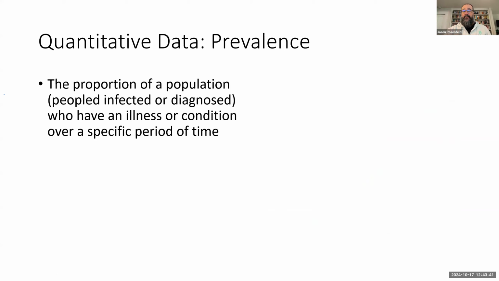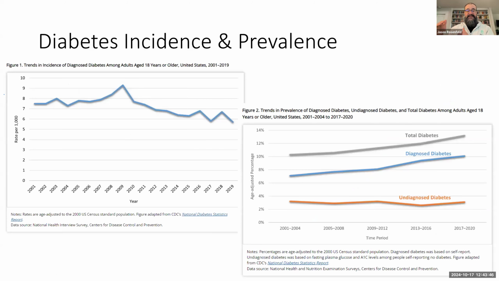All right. So my slides are all wonky. So let's look at one more example, because this is the point that I was just trying to make. If we look at these two graphs, this is trends and incidence of diagnosed diabetes, adults age 18 or older, 2001 to 2019. So this is incidence on the left, prevalence of diagnosed diabetes, undiagnosed, and total diabetes in the same population, roughly the same time period. Incidence on the left, prevalence on the right. Any observations that folks would like to make here?